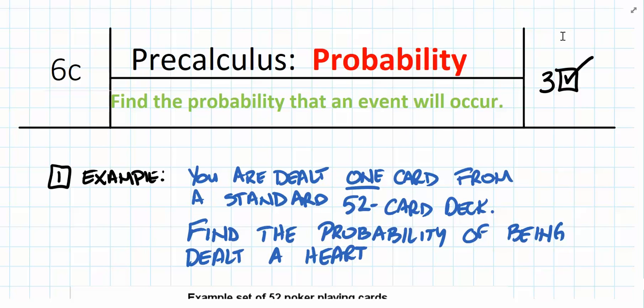Welcome to Precalculus Concept 6C. Today we are going to find the probability that an event will occur, and there are 3 boxes. So let's get going right away.